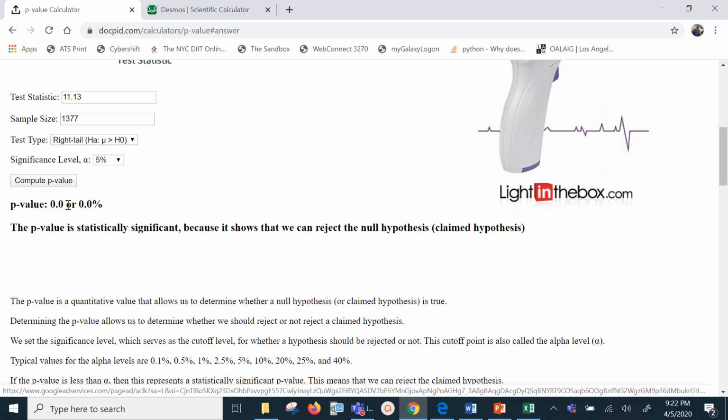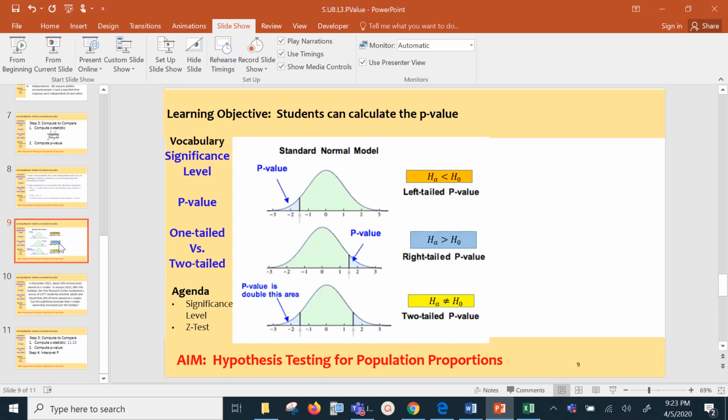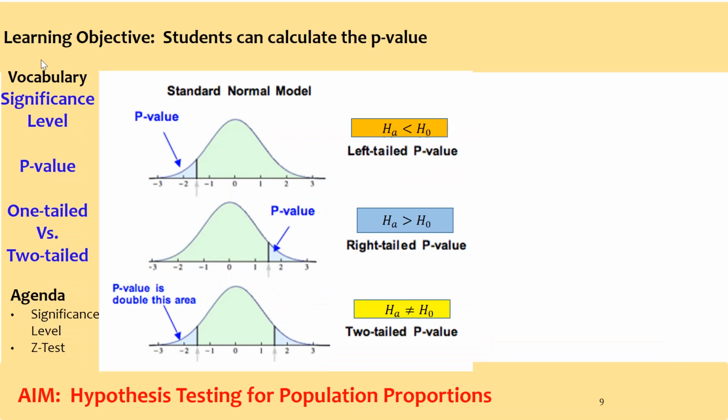And look at what this calculator does. The p-value is basically zero. The p-value is statistically significant because it shows that we can reject the null hypothesis. So I love this calculator because it tells you exactly that you can reject the null hypothesis. So based on our experiment, our p-value was able to throw out the null hypothesis.